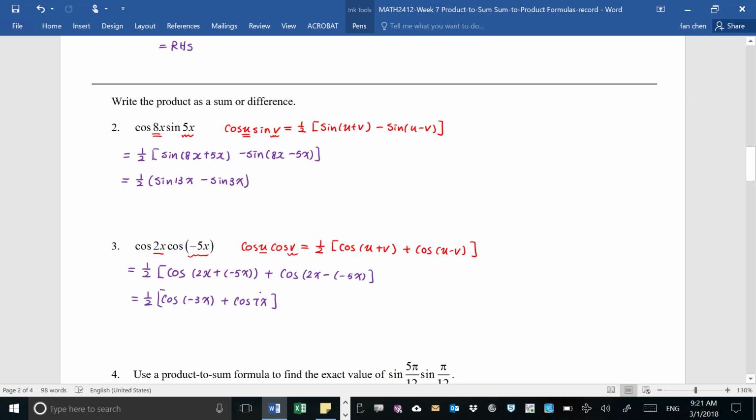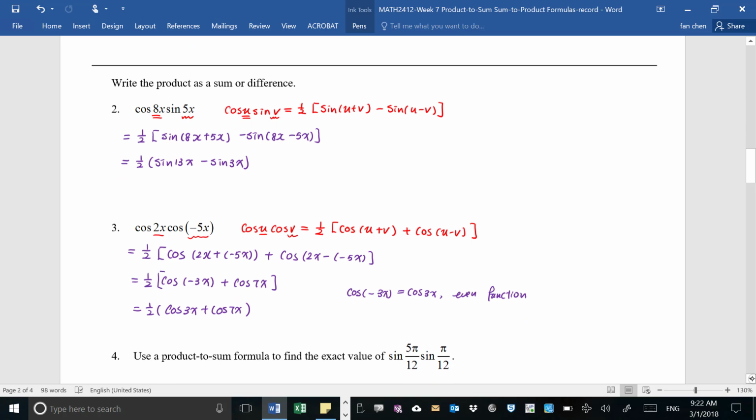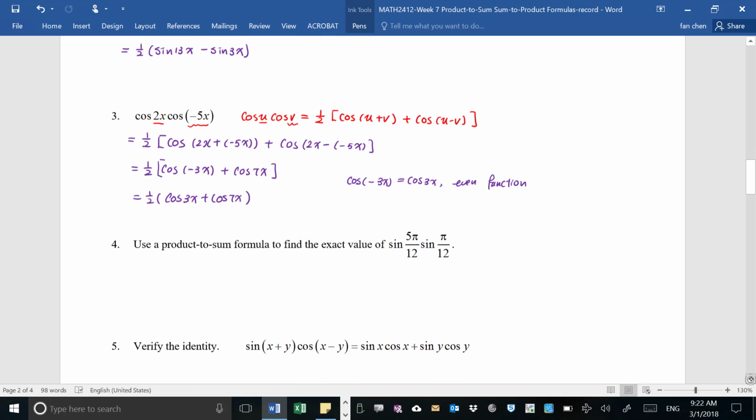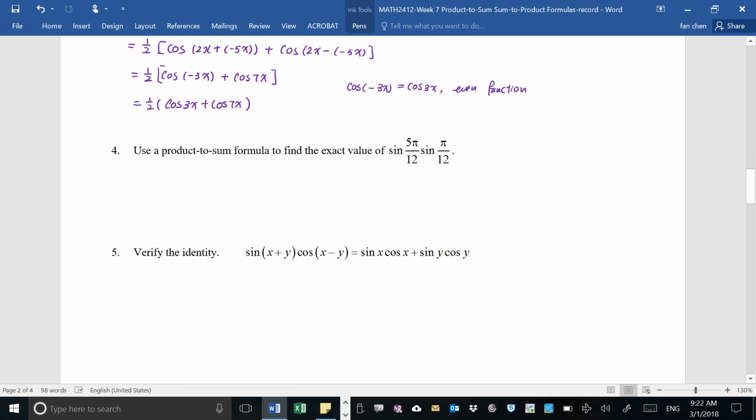And since cosine is even, cosine negative 3x is equal to cosine 3x because it's an even function. So therefore, that's equal to half of cosine 3x plus cosine 7x. Okay, so that is how we can convert the product of sine and cosine into a sum of two functions. So how can we use that? Why do we care about this kind of formula? Let's take a look at the next problem.